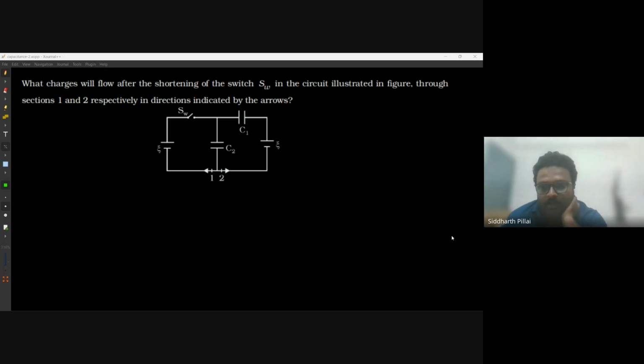Right. We have what response? They're not asking the current, they're asking charge. So in dimension it should be E times C. Right? Charge is voltage times capacitance. And they're not asking the final charge. They're asking how much charge will flow through points 1 and 2 when you close the switch.